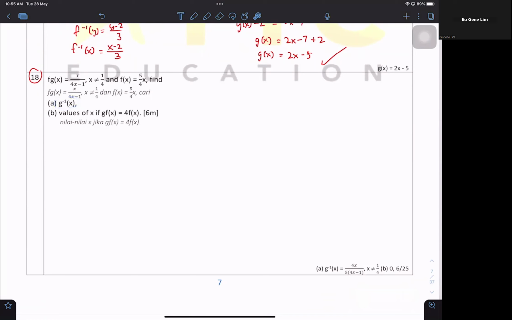This one you think like this. You don't find G inverse first. First, you find GX first. You put GX equals to question mark. Very good. How to find GX?